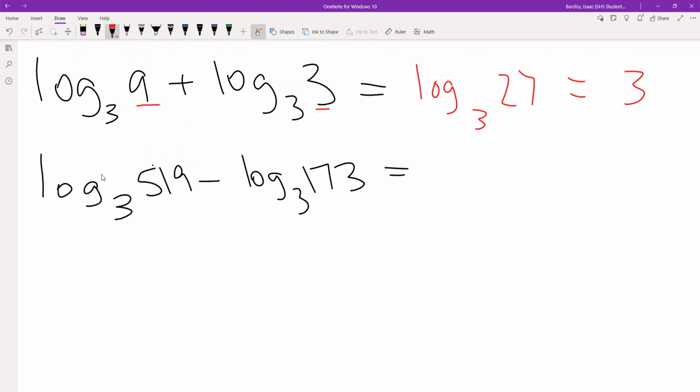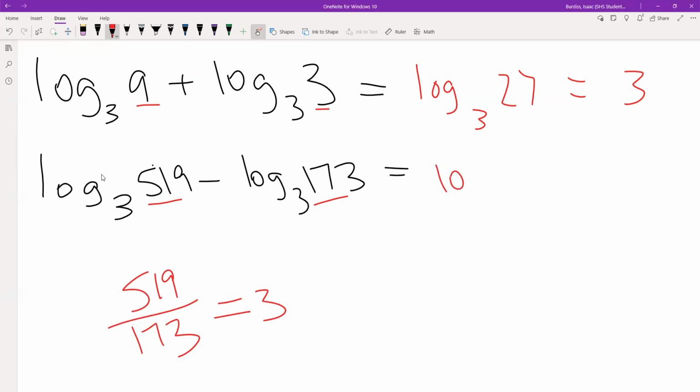Now, this one here, when you subtract them, you divide the arguments. So 519 divided by 173, in case you didn't know, is 3. You could obviously type that into the calculator. That's just one that sticks with me. And like I already said, whenever those things are the same, it's just 1. So that's logarithms.